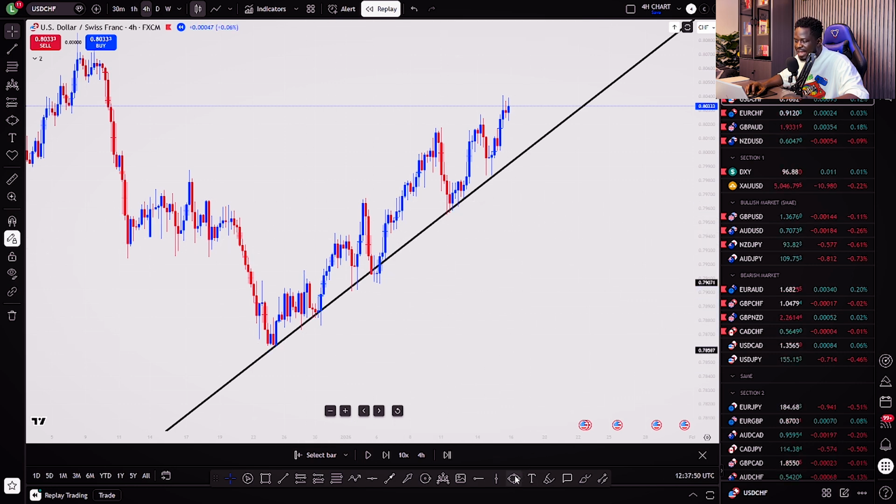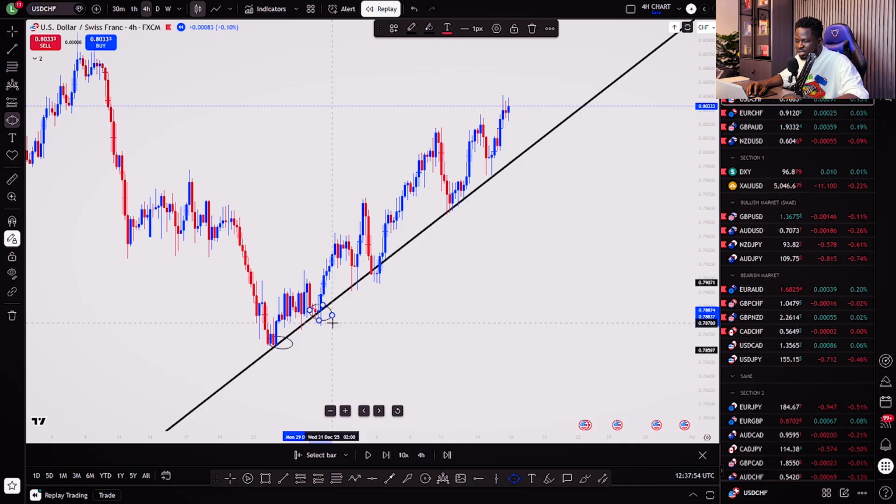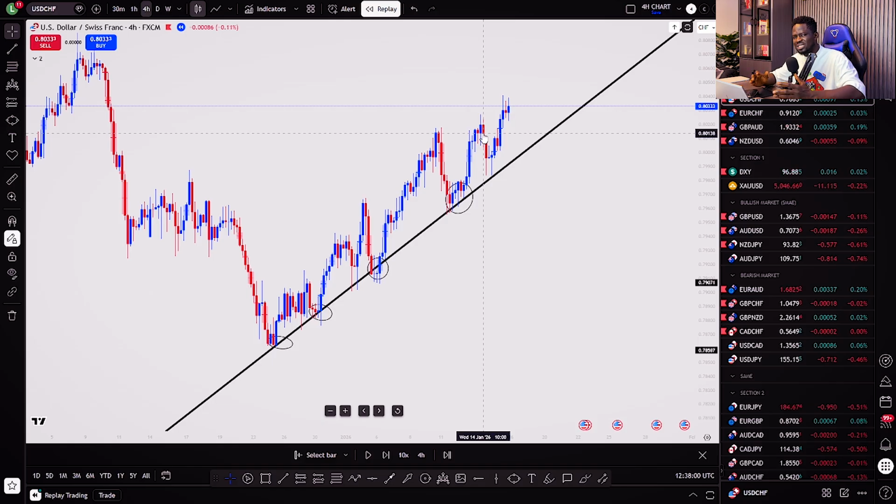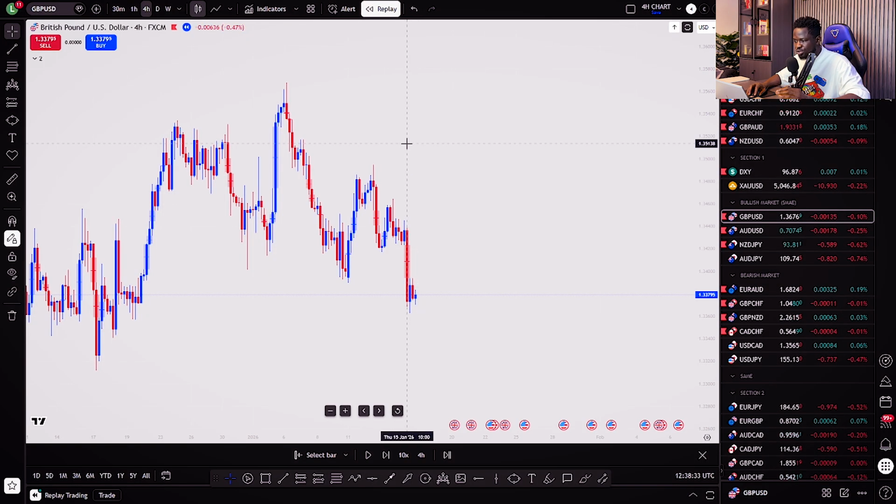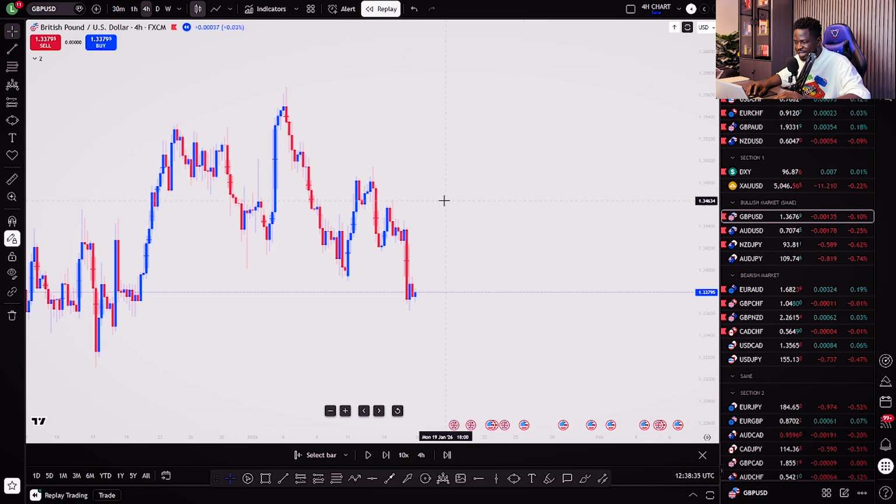You can see I have multiple touches around this zone here. First touch, second touch, third touch, then another touch. So the most important thing is to draw your trend line in such a way that it will have multiple touches in the market. Let me show you how to use this trend line trading strategy during the bearish market condition.